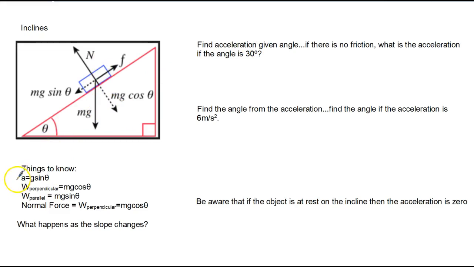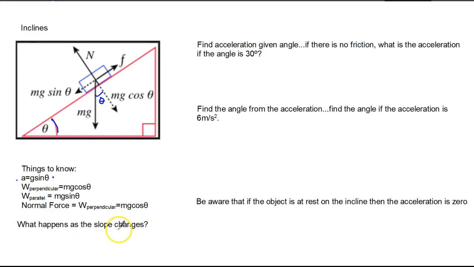Things that you need to know. If you have no friction, the acceleration of an object at an incline is just g times the sine of theta. The perpendicular component of the weight is mg cosine theta, and this angle and this angle are the same. The component of the weight that is parallel to the incline is mg sine theta. The normal force will equal the perpendicular component of the weight and will be equal to mg cosine theta if you need the normal force.